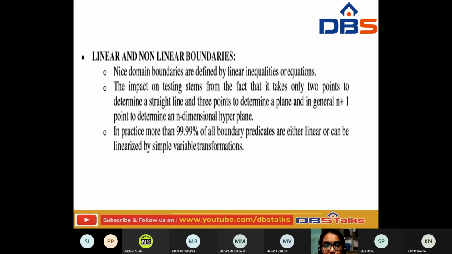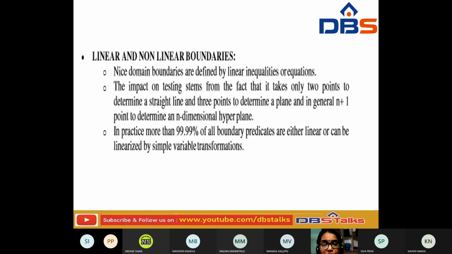Nice domain boundaries are defined by linear inequalities or equations. The impact on testing stems from the fact that it takes only 2 points to determine a straight line, 3 points to determine a plane, and in general n plus 1 points to determine an n-dimensional hyperplane. As we discussed in the previous class, we are going to the mathematical concept. Why? Because in order to solve all these expressions, the machine doesn't understand this type of language, so we have to learn these mathematical expressions.